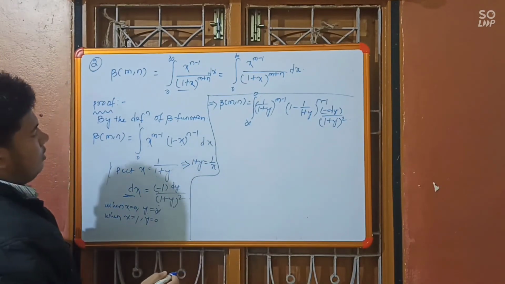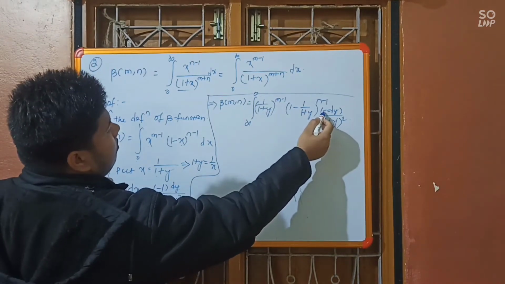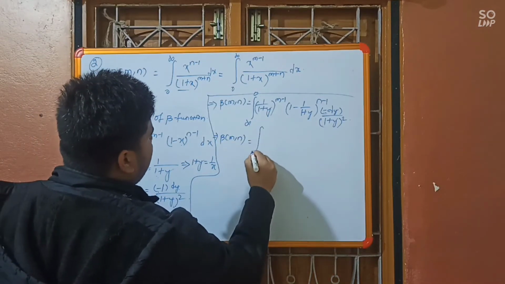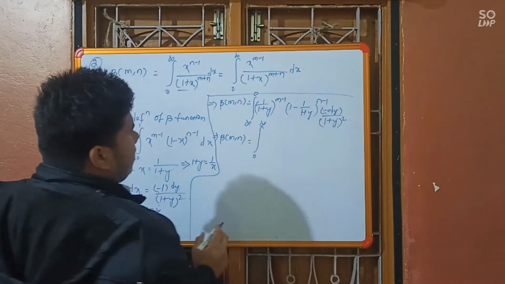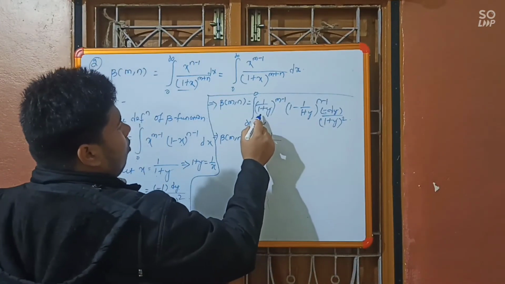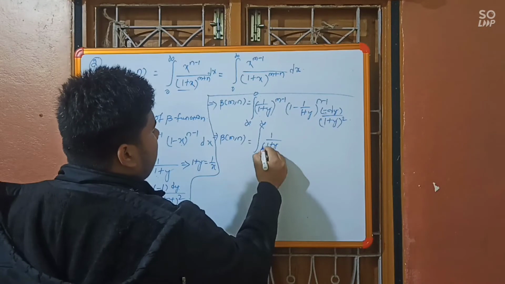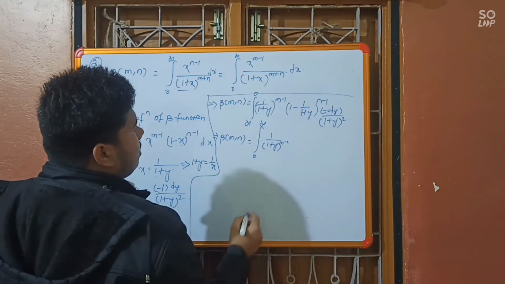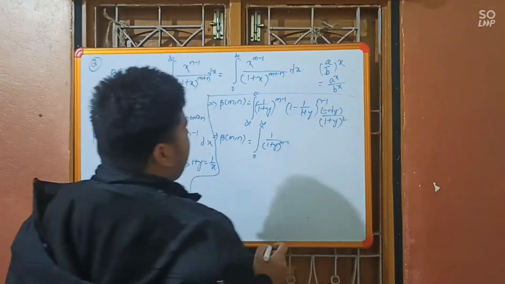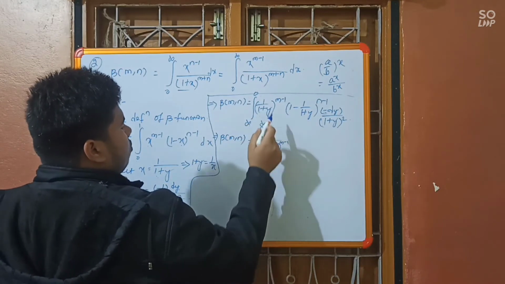By the definition of definite integral we can change the limit, that is 0 to infinity, due to this minus sign. Okay, so beta mn is equal to the integral from 0 to infinity because of this minus sign. Now open this bracket: 1 by (1 plus y) to the power m minus 1, because we know (a by b) to the power x is equal to a to the power x by b to the power x. So here 1 to the power m minus 1 is 1, any power of 1 is 1, and (1 plus y) to the power m minus 1.